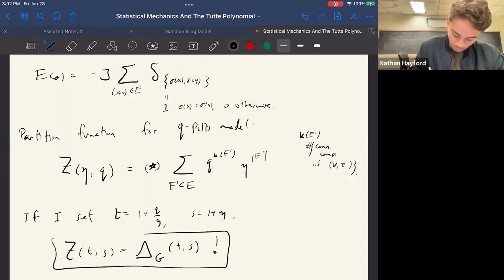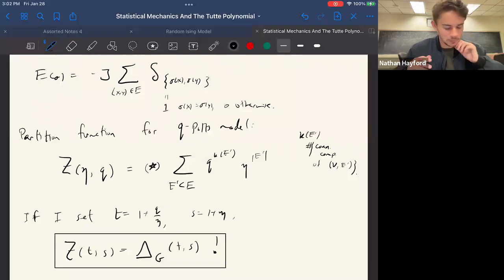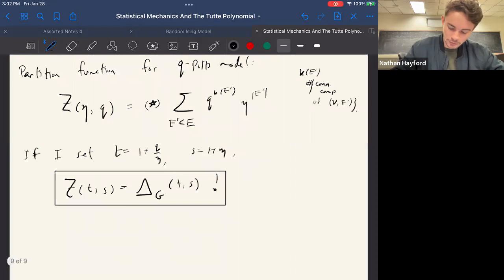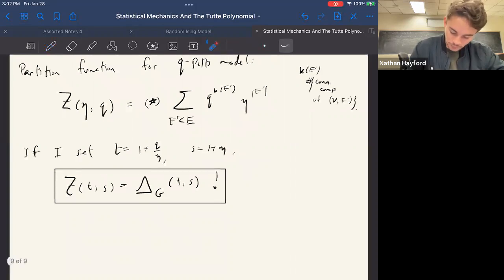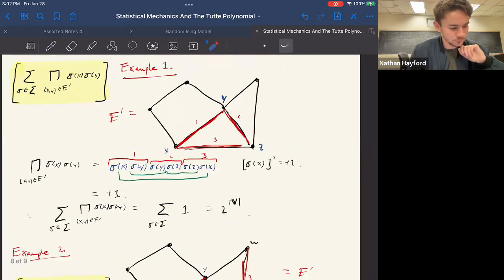It comes from a slightly more general model than the Ising model, but it's just a little bit cleaner to describe what happens for the Ising model. And just because I'm short on time, I'm going to stop there. There's maybe a last comment. This gives a nice connection of the Tutte polynomial to something that came straight from statistical mechanics, which is the Ising model, the Potts model.